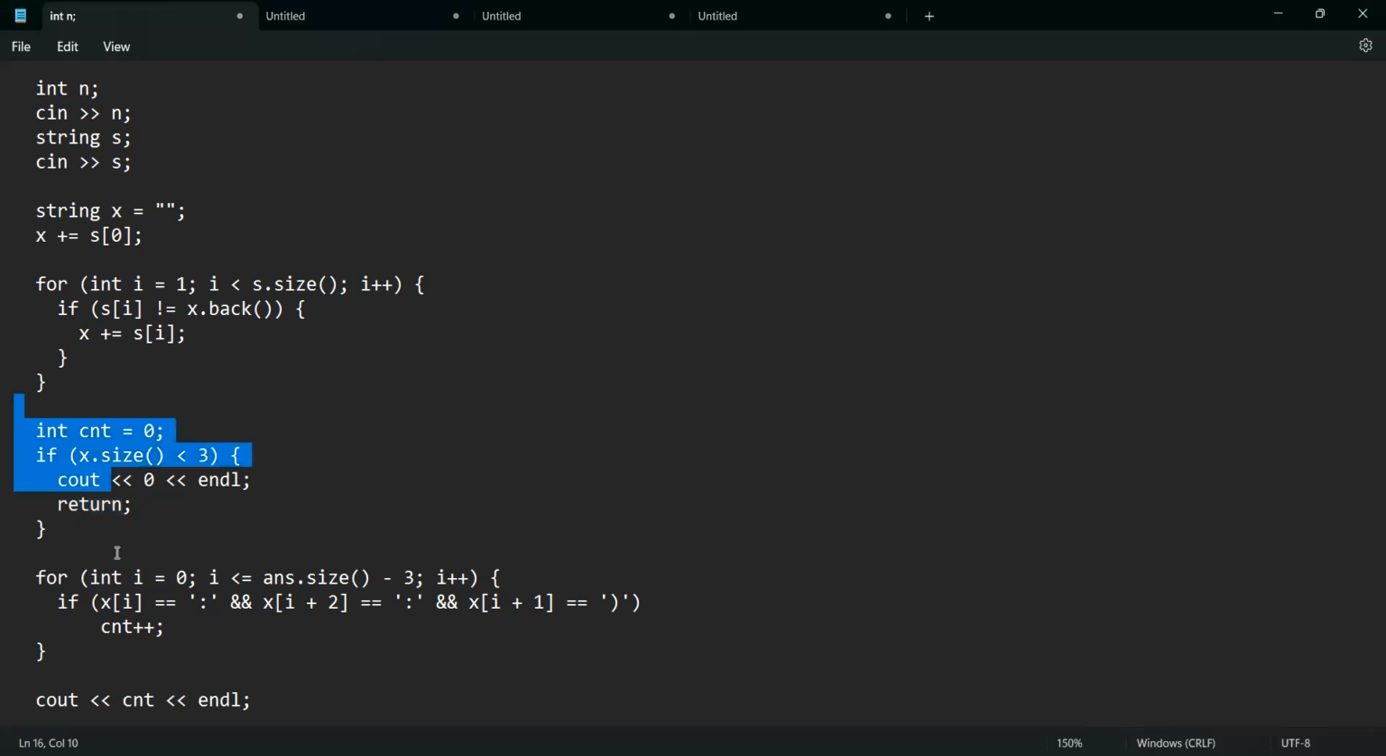But if this is not true, then I'm going starting from the 0th index to the last index, which is x dot size minus 3. And for each of these indices, I'm checking if my current index is a colon, the next index has a right bracket, and the i plus 2, that is the index which is next to next in position from the current index, if it's a colon, then I'll increment my count, and finally I'm printing this count value. So is this clear?